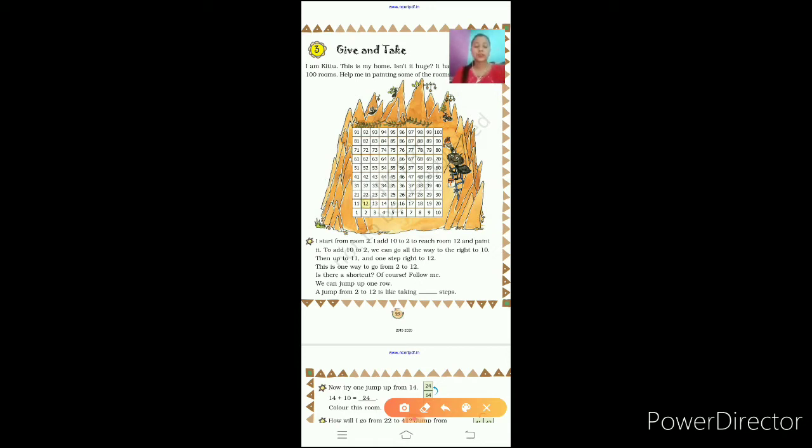Okay, so let's start the chapter Give and Take. So basically in this chapter we will learn how subtraction and addition are useful in our daily life.